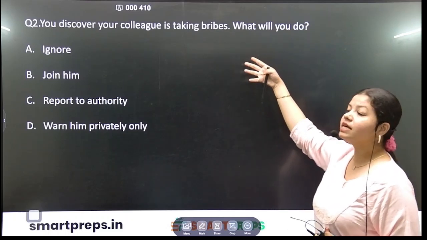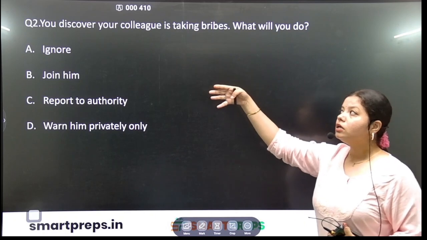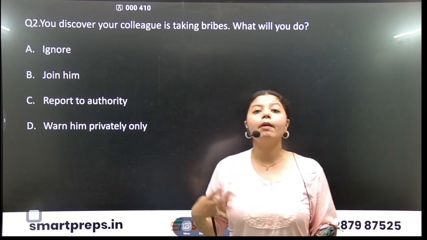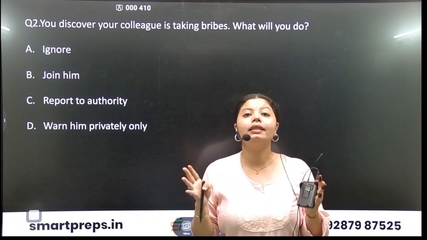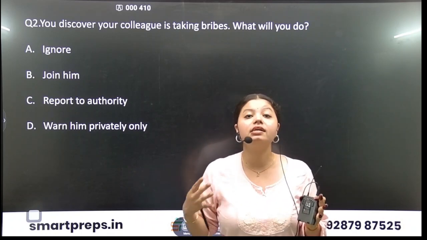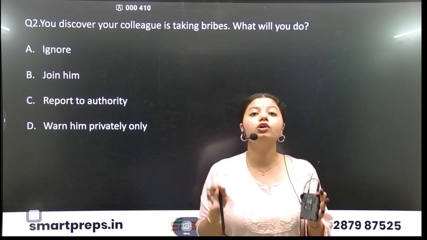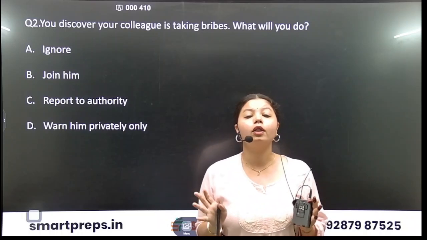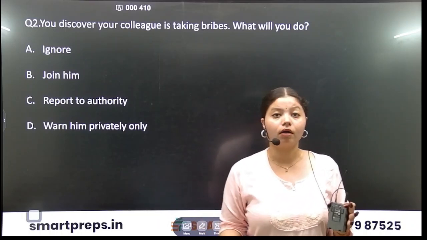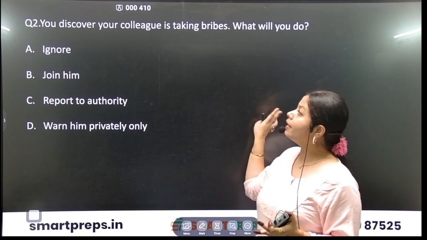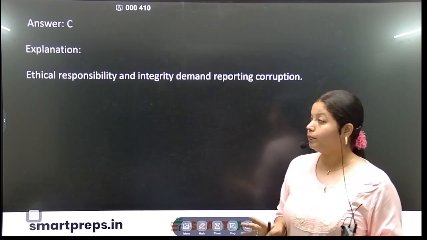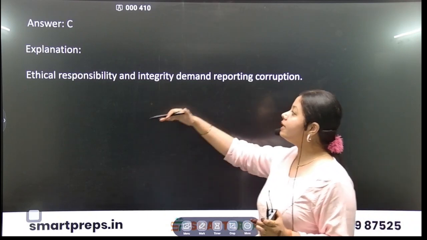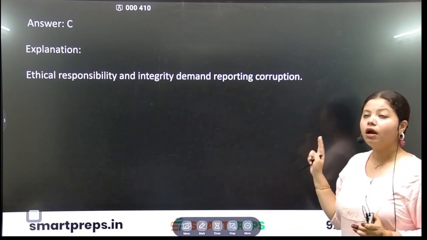Now can you see why these questions are given? Because the evaluator, the examiner, must understand your thinking ability, your analytical sense, your critical thinking ability, whether you are made for being an officer or not. What do you think being an officer is? That is why these kinds of questions have been given. So you need to understand and take the decision properly. Ethical responsibility and integrity demand reporting corruption.